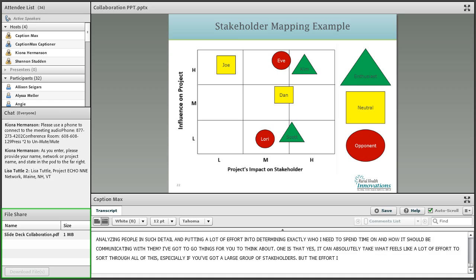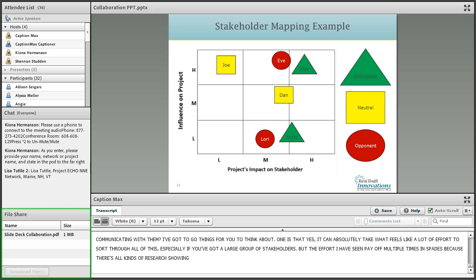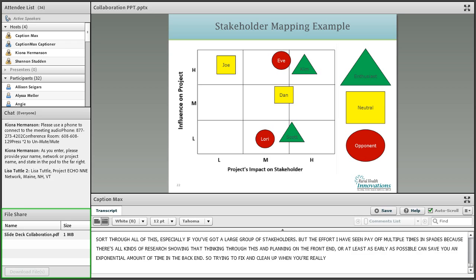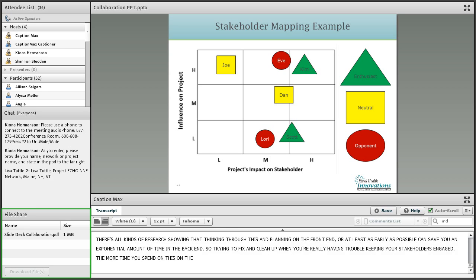Going through an exercise like this can be really eye-opening. It can help you identify your top priority stakeholder. And when I say top priority, I don't mean in the sense of being more valuable than others, but I assume that most of you have a limited number of hours in the day, and it can be helpful to be strategic about where you spend your time and energy.